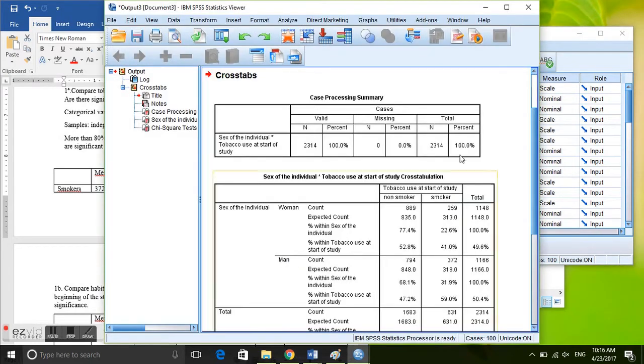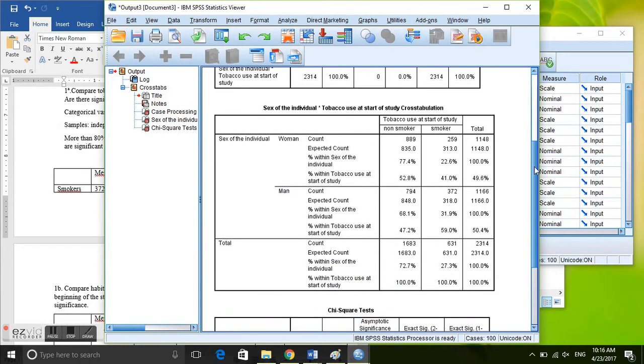All right, let's look at this crosstab table. So we have tobacco use, non-smoker and smoker, in the columns, and we have the sex of the individual in the rows, women and men. It gives us the count, which is the absolute frequency, and it gives us the expected count. So we can see here, in non-smokers who are women, we have 889 in our sample. And we would expect to see 835 if there were actually no differences between women and men smokers. That's what the expected count tells us.